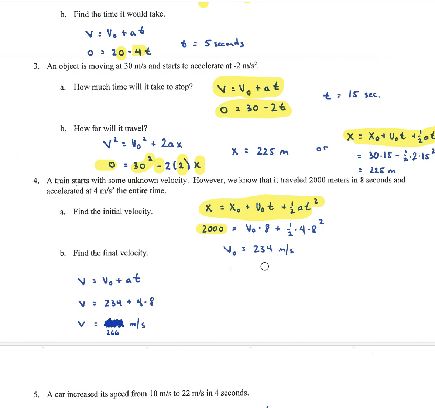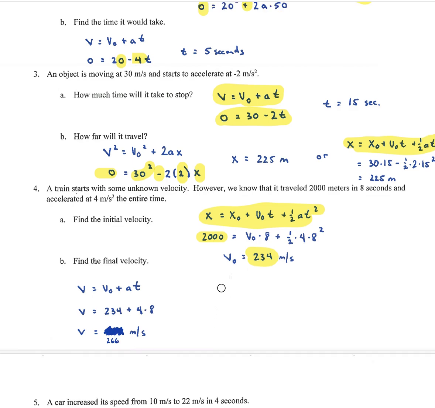If I wanted to actually find the final velocity, well, I do know I was accelerating at 4 for 8 seconds, so I increased this by 32 meters per second. Again, 4 meters per second squared times 8 seconds is an increase of 32. 32 added to 234 is 266.